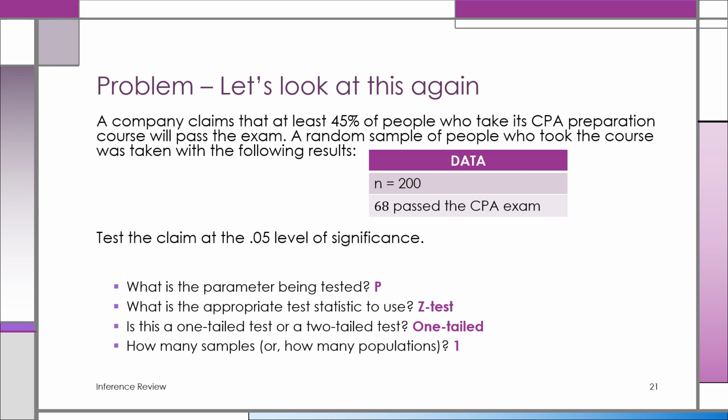Is this a one-tail test or a two-tail test? It's one tail. And it's a very easy problem to figure that out because the words at least are right there. You have a directional clue right in the wording of the problem. How many samples? Only one. One sample, one population.